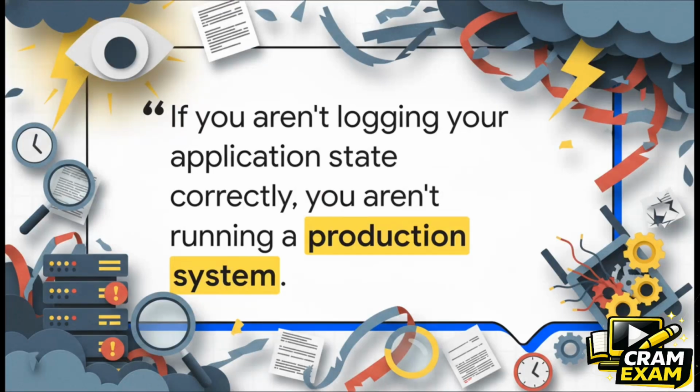I'll leave you with one final warning. If you aren't logging your application's state correctly, you aren't actually running a production system. You're just waiting for a disaster you can't explain. So, what invisible failures are hiding in your architecture right now?